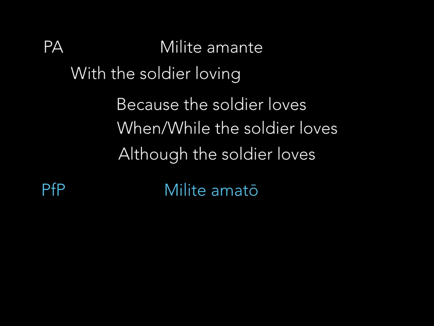Let's take a look next at perfect passive. So we have our example, milite amato. In our example, again, we've got our ablative noun, milite, and now we have our perfect passive participle, amato. Notice how amato agrees with milite in case, number, and gender. So again, the participle is going to agree with the ablative noun in case, number, and gender. If we're going for a literal translation, we're going to start with the preposition with the soldier, and now our participle, having been loved. With the soldier, having been loved.